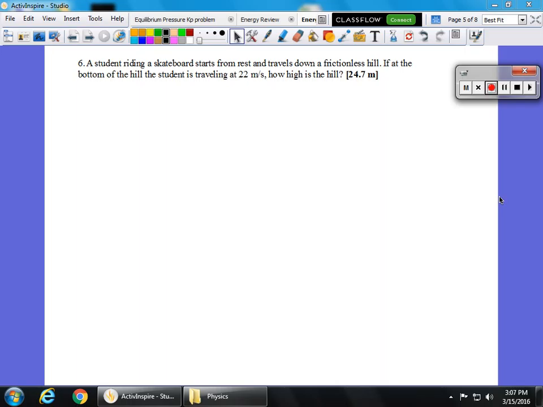This is going to involve real conservation of energy problems, and we're looking at calculating our total energy. So we're looking at problems 6 and 7 here. The first one is a student on a skateboard that's going to be rolling down a hill. The two types of energy involved in this problem are going to be gravitational potential and kinetic. So the student is going to be standing on a skateboard at the top of the hill.